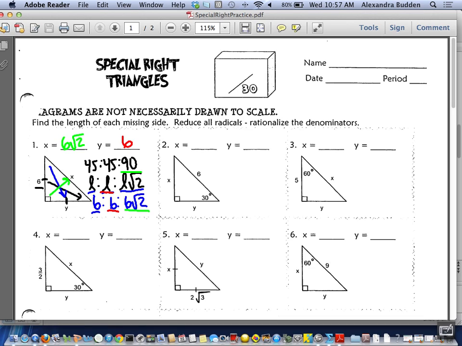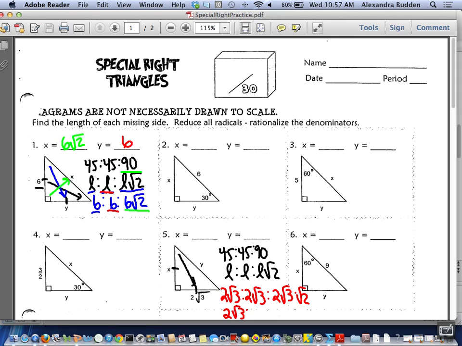Okay, now we're going to do problem 5. Again, my two legs are marked congruent, so I know that this is a 45, 45, 90-degree triangle. Under that, I'm going to write L, L, L root 2. We know the side across from the 45 is 2 root 3. So that 2 root 3 goes here. So that means L is equal to 2 root 3. So then I write 2 root 3 again, 2 root 3, but then I still have that root 2. Okay, so 2 root 3 stays the same. This becomes 2 root 6, because 3 multiplied by 2 is 6.